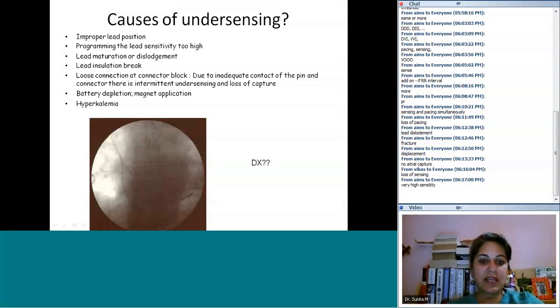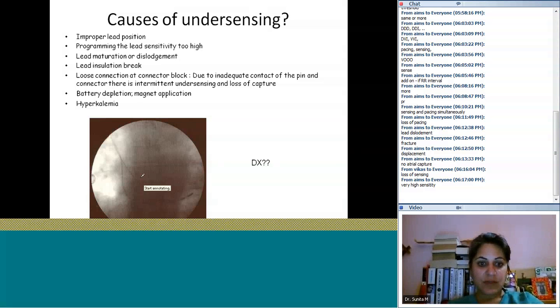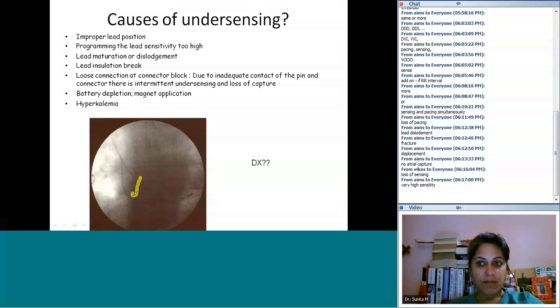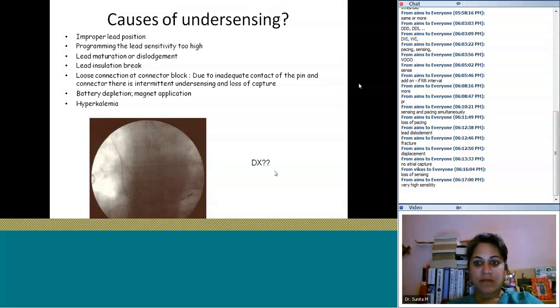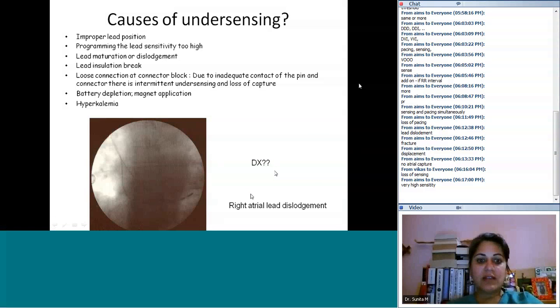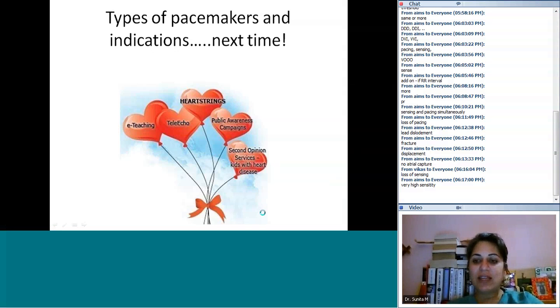What is happening in this case to the atrial lead? Let's see here. The atrial lead. So the atrial lead is actually moved. It's gone into the tricuspid valve. The right atrial lead dislodgement, obviously it's unable to sense that the atria has contracted. Okay, all clear on that?